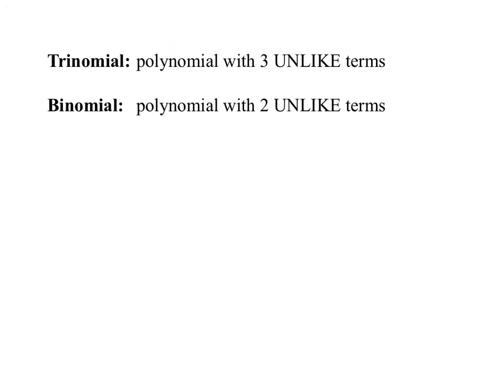Here are two specific terms for two specific sizes of polynomials. We have the trinomial, tri prefix for three unlike terms, and the binomial for two unlike terms.